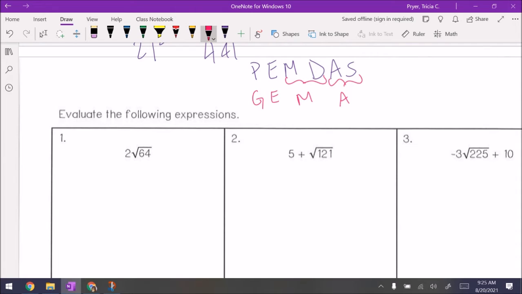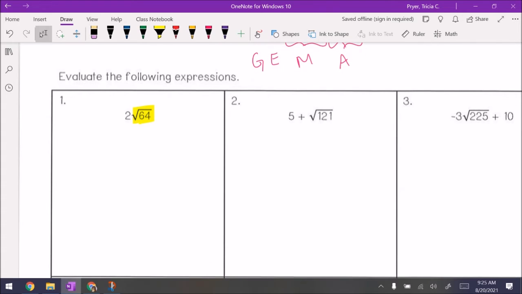The G is a grouping. And the reason that I'm telling you that right now is a square root symbol kind of acts like a grouping symbol. It kind of acts like parentheses. So whenever you see square roots, that's what you'll want to do first. So very first thing is, what is the square root of 64? 8. Good job. But what is the 2 doing to the square root of 64 if it's just sitting right out in the front?